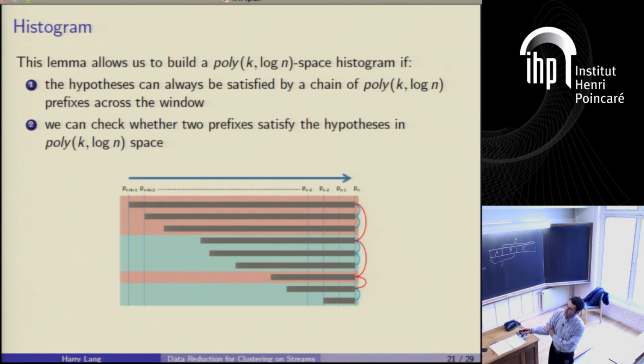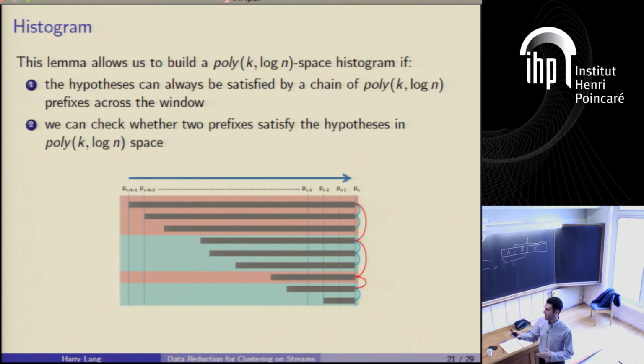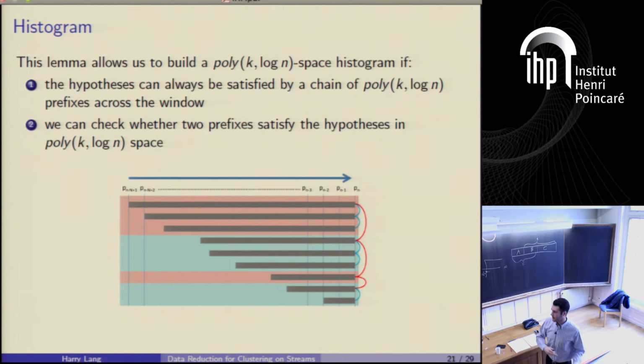So if I can always satisfy these conditions by a chain of polylog prefixes, that's just for my space requirement. I don't need that except to bound the space. And if I can check whether 2 prefixes satisfy this in polylog space, then I'm done. So how do I use this? Well, let's say every adjacent one satisfies this lemma. At some point this one and this one had similar cost, and they had this cluster size relation, therefore, by the lemma, they will always have similar cost. Let's say my window falls exactly here, I can just use this algorithm's output exactly.